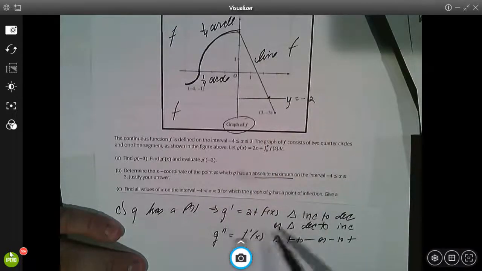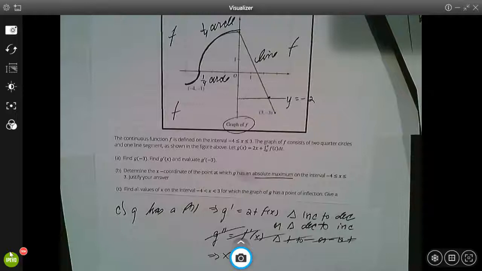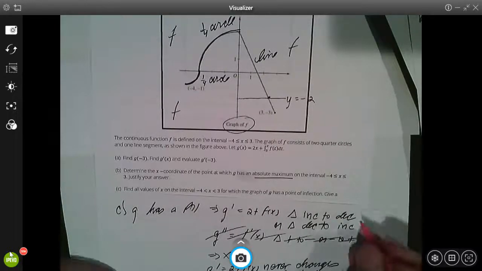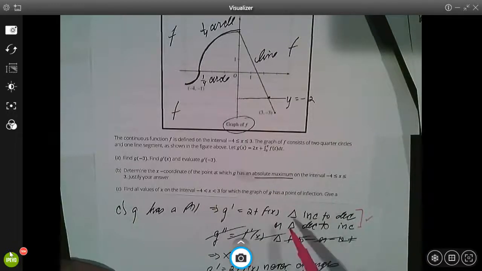There is no place where g prime changes from decreasing to increasing, so we don't need this statement here. We could just say this happens at x equals 0. And then g prime, which is equal to 2 plus f of x, never changes from decreasing to increasing. College Board awarded 1 point for this statement about what g prime has to be doing, 1 point for determining that this happens at x equals 0, and we get 2 points.